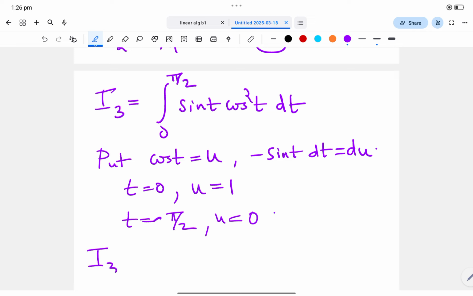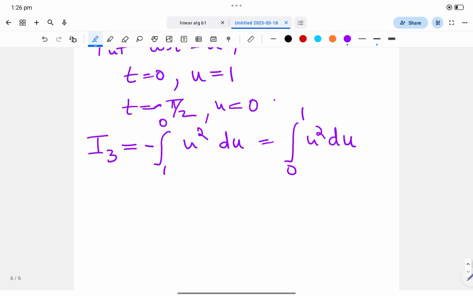Therefore I3 becomes integral 1 to 0 of u square and minus du. So this is equal to integral 0 to 1 u square du, interchanging the limits by taking the negative. So this is u cube by 3 between the limits 0 and 1, and the value is again 1 by 3.